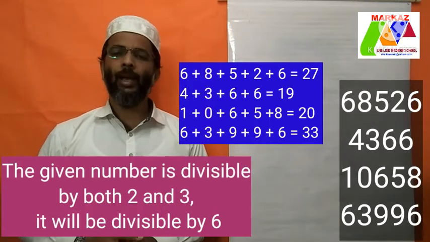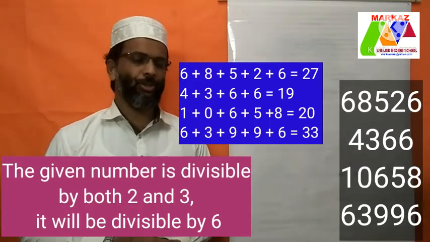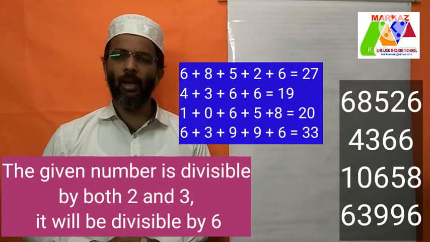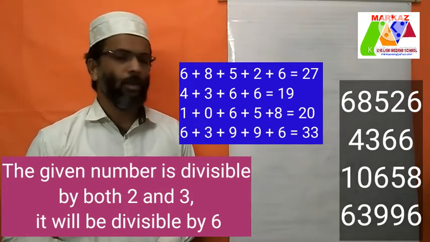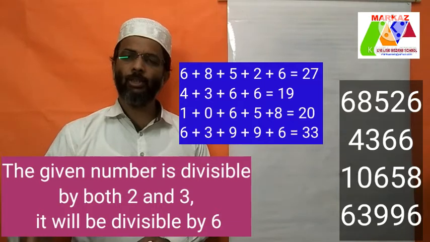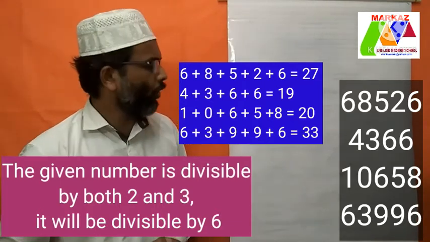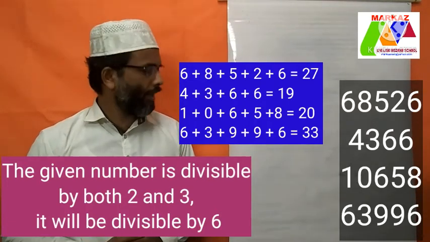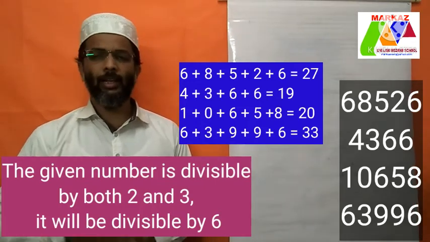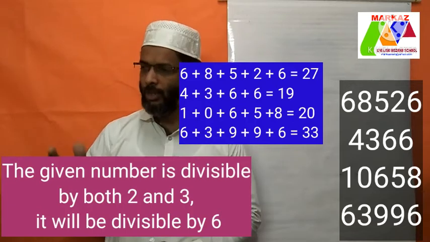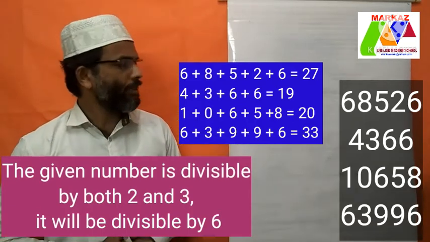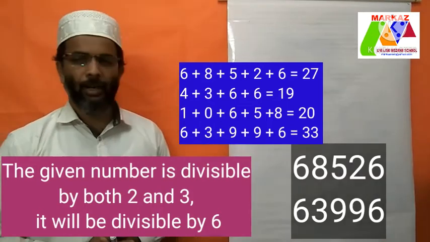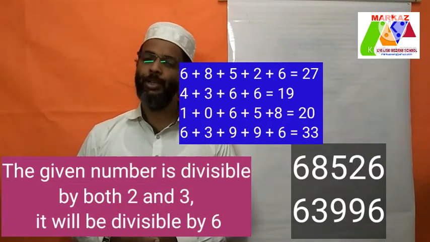Second one: 4 plus 3 plus 6 plus 6 is equal to 19. 19 is not divisible by 3. Third one: 1 plus 0 plus 6 plus 5 plus 8 is equal to 20. No. Last one: 6 plus 3 plus 9 plus 9 plus 6 is equal to 33. Yes, 33 is divisible by 3. So 68,526 and 63,996 are divisible by 6.